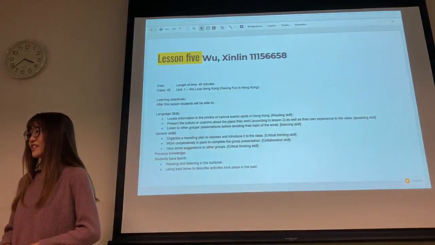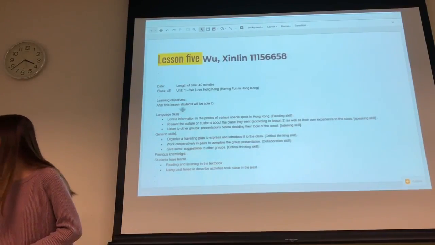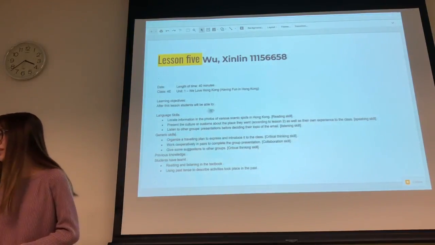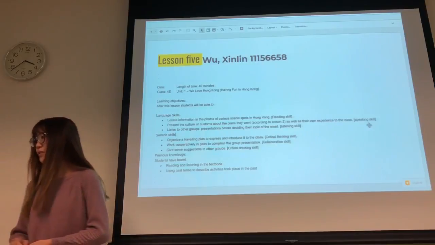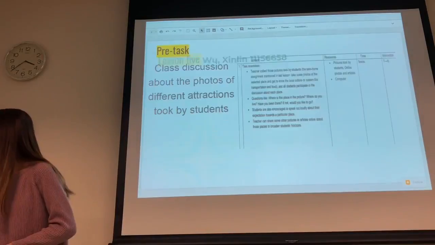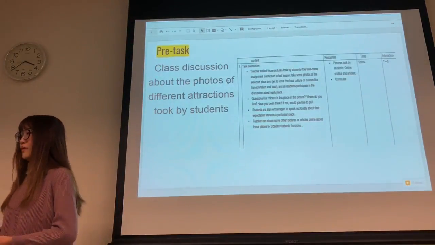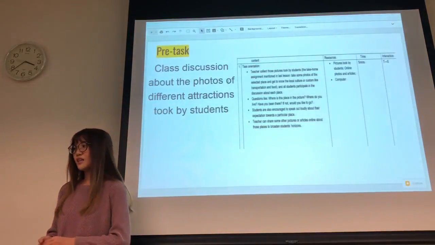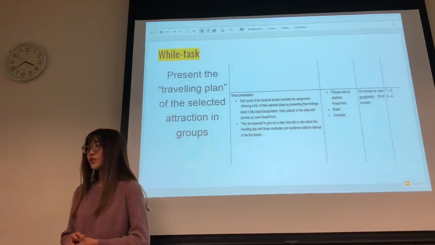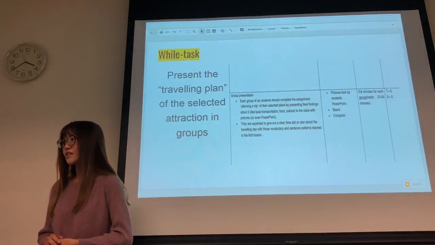Hi, I'm Kathy, and this is lesson 5. After this lesson, students will acquire some language skills, including reading, speaking, and listening, as well as generic skills like critical thinking and collaboration. For the pre-class session, a class discussion will be put forward to motivate students and also broaden their horizons. Students are required to present the traveling plan of the selected attraction in groups for the main task part.